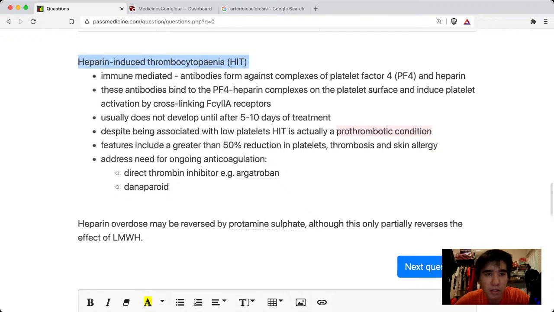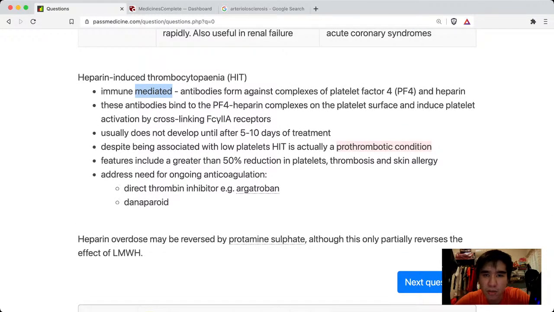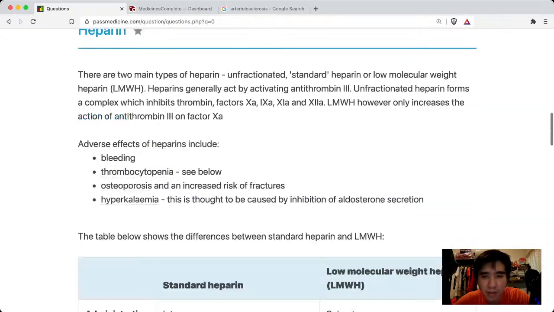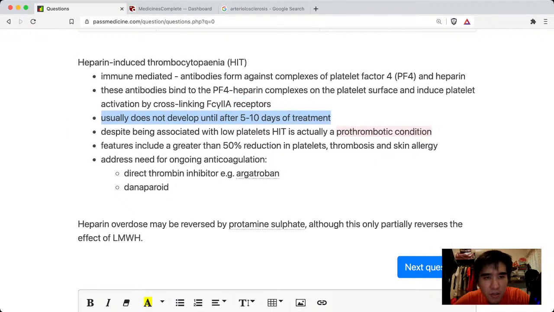Heparin-induced thrombocytopenia, HIT. It's immune-mediated because it causes a production of an antigen. Antibodies form against complex of platelet factor 4 and heparin. These antibodies bind to the PF4 heparin complex on the platelet surface and induce platelet activation by cross-linking of the parts of the receptor. So it causes platelet aggregation. That's why the platelet levels have been dropping. Usually does not develop until after 5 to 10 days of treatment, despite being associated with low platelets. HIT is actually a prothrombotic condition.